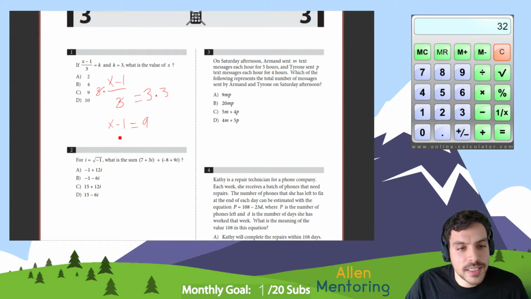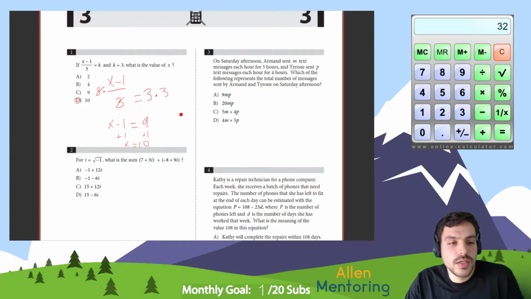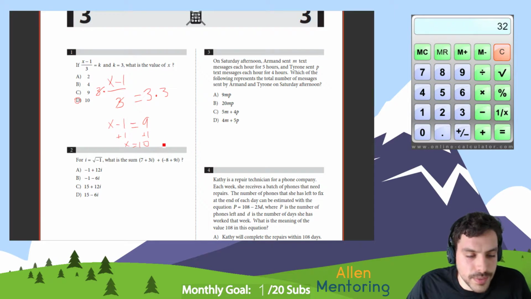And then lastly, we just want to isolate x. Again, we want to do the opposite, which is adding 1, and we're going to do it to both sides. So the final solution is x is equal to 10, which is conveniently found down here. Question 2. So far, so good.